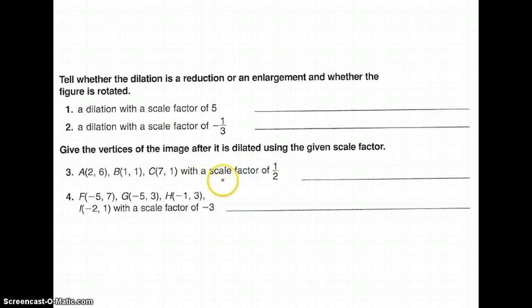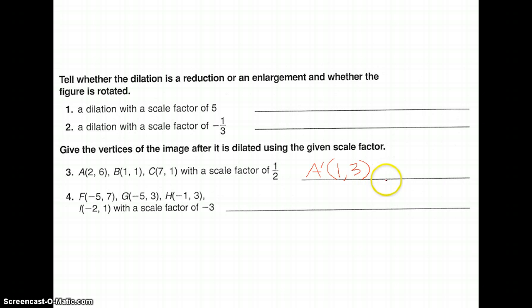Give the vertices of the image after it is dilated using the given scale factor. So for questions 3 and 4, you're now actually listing those new coordinate points. So let's try one together. If I look at number 3, I've got point A at 2, 6. When I transform or dilate that figure, I will now have A prime. And if my scale factor is 1/2, I'm going to multiply each coordinate by 1/2. So my new A prime will be the point 1, 3.